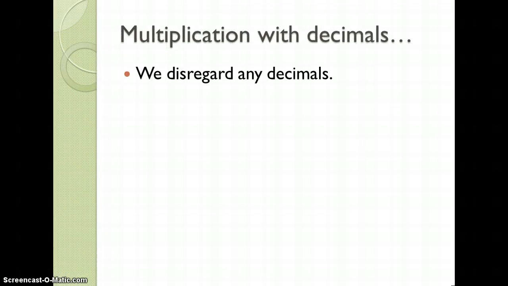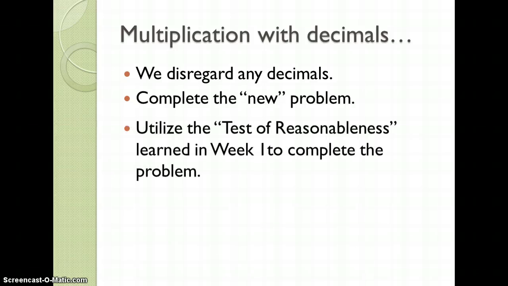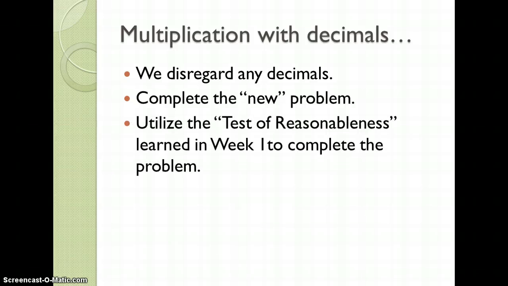Let's talk about multiplying with decimals. It may sound strange, but we need to disregard any decimals that we see. We're going to complete the new problem, and finally use the test of reasonableness learned in week 1 to complete the problem.